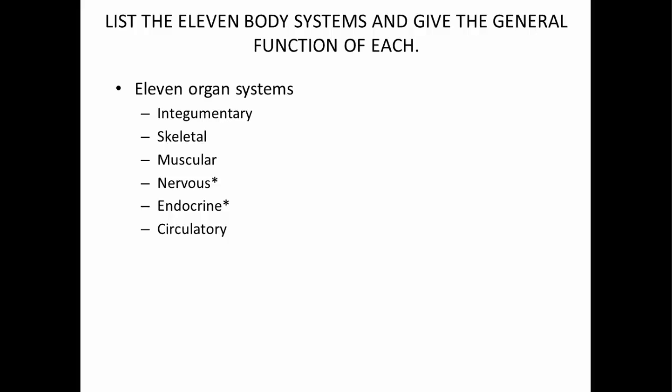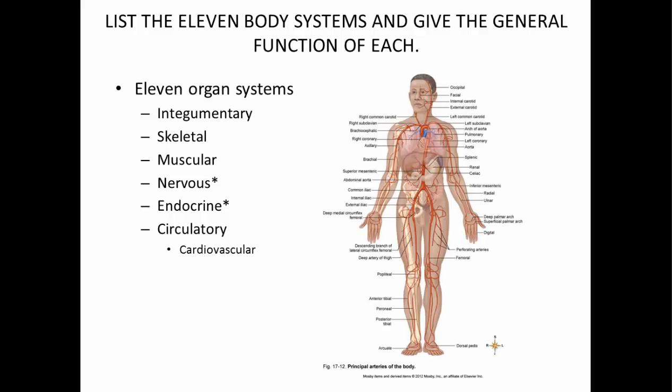The circulatory system actually breaks down into 2 systems. The first is the cardiovascular system. This consists of the blood, heart, and blood vessels. This system pumps and transports blood through the body. Blood carries nutrients and oxygen to all body cells and also carries waste away from the cells to the organs of excretion.